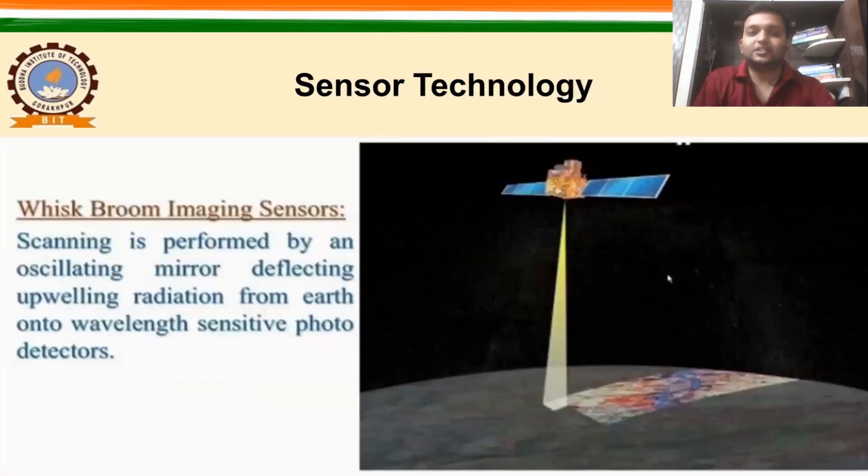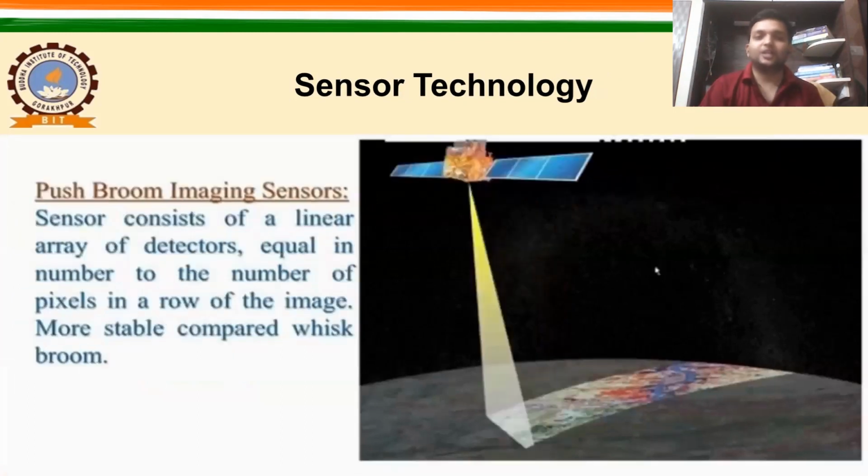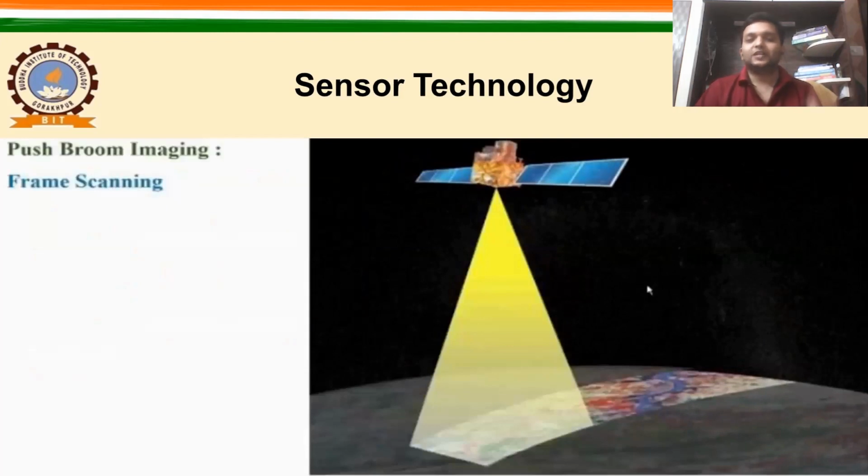Then we talked about sensor technology, that is the Whisk Broom imaging sensor. Scanning is performed by an oscillating mirror deflecting the incoming radiation from the Earth onto the wavelength sensitive photodetectors. Then there were Push Broom imaging sensors. These sensors consist of a linear array of detectors equal in number to the number of pixels in a row of the image. So it is more stable compared to Whisk Broom, and it is also good for the scanning and framing purpose.